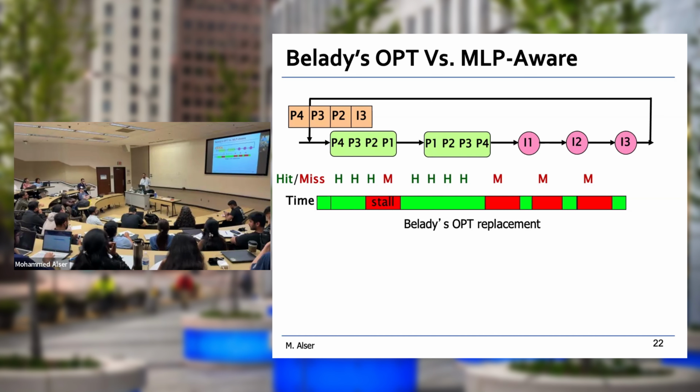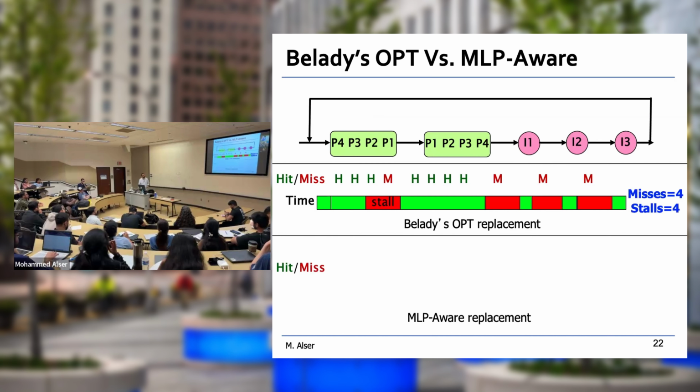Now let's see the second algorithm. In total, we have 4 misses and 4 stalls. Makes sense, okay? But now let's apply the MLP. Now this is the initial status. In the previous question, all of them, we assumed an empty cache, but here we assume a certain status of the cache, okay?